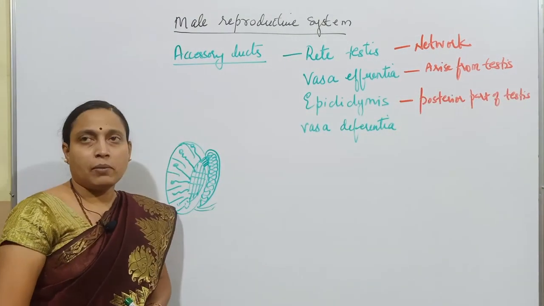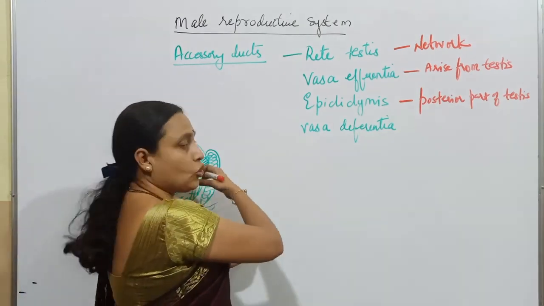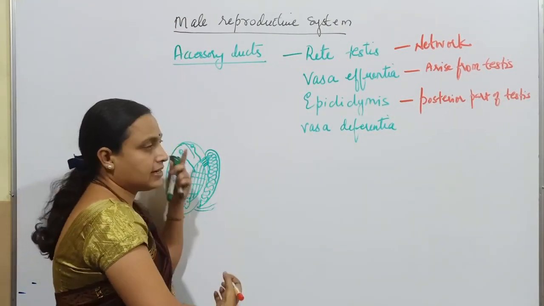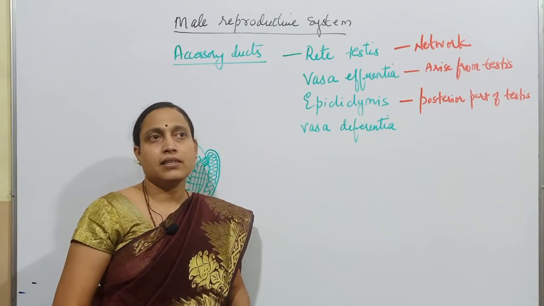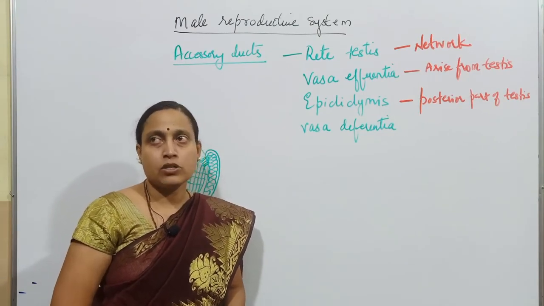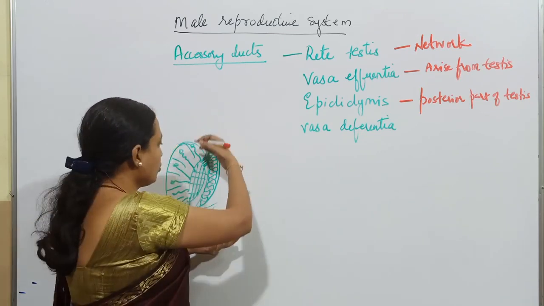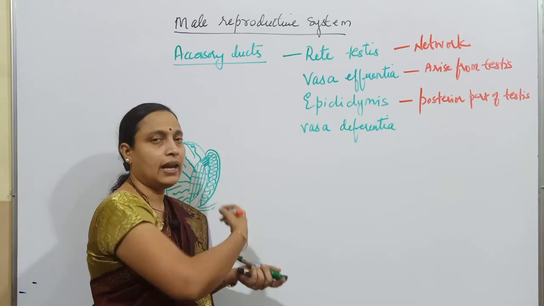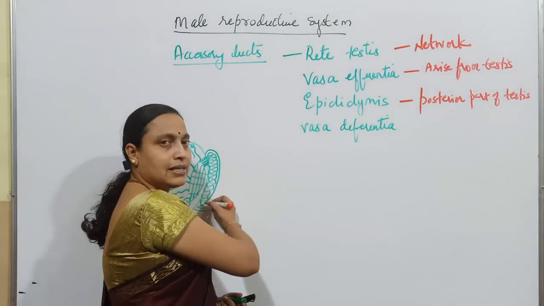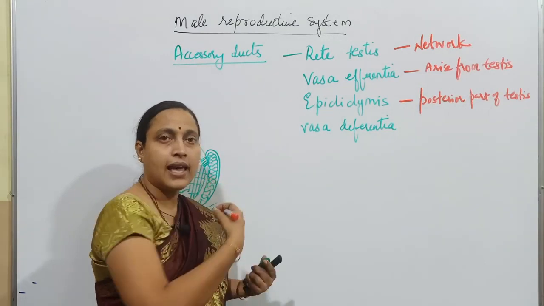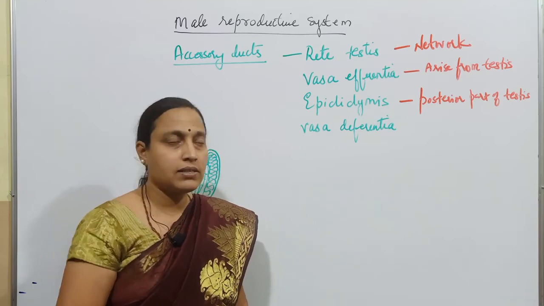This epididymis is highly coiled. It is so much coiled that if the coil is extended, it can go up to 6 meters. So the length is on average up to 6 meters. In a highly coiled state its length is less, but when it is extended, the length of epididymis can go up to 6 meters.